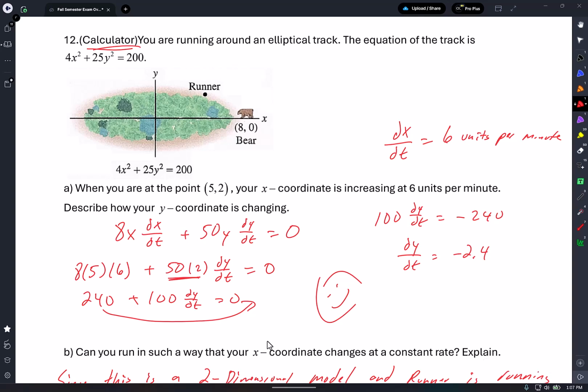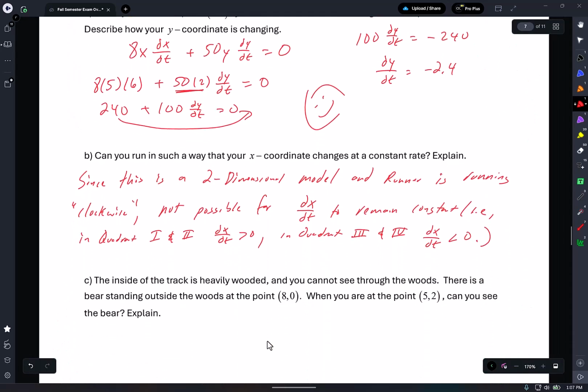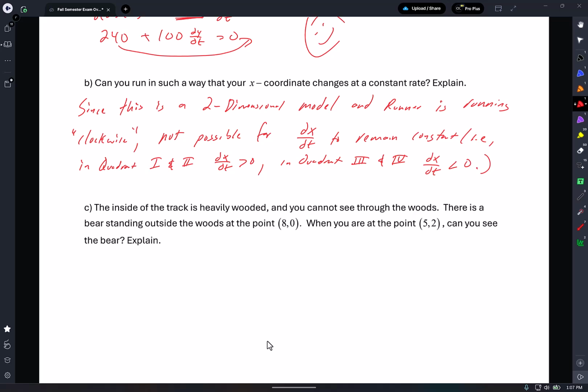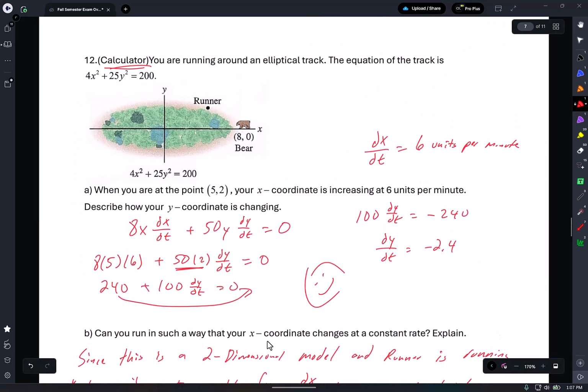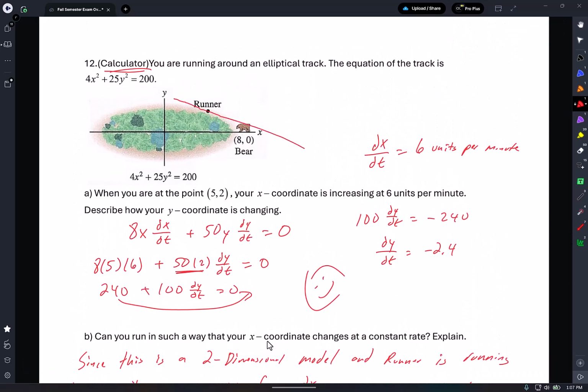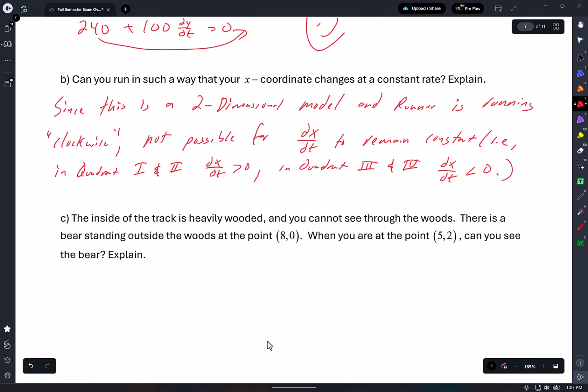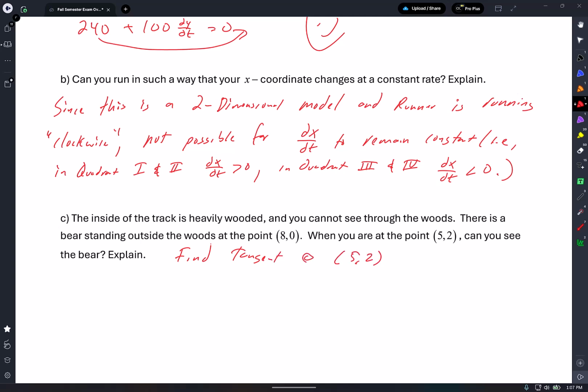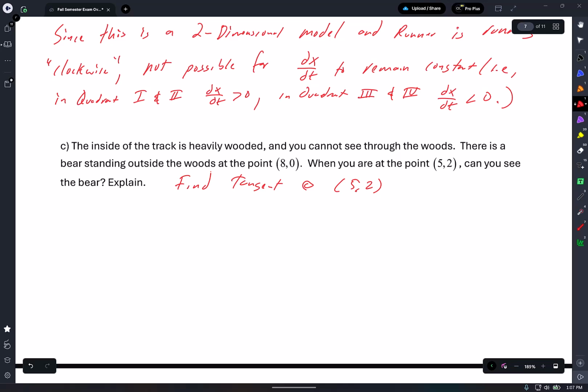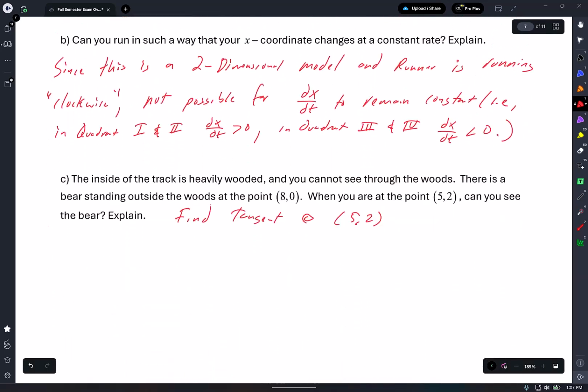That's the critical thinking that you guys all have. You've got to slow down and think, well, how do I figure this out? You need a tangent line, so figure out where that tangent line crosses the x-axis, because that's how vision works, right? You see along a tangent if you're running like this. So I'm going to find the tangent at (5, 2). All right, so here we go. Let's find a tangent at (5, 2). I need a dx/dt, so I have a point.